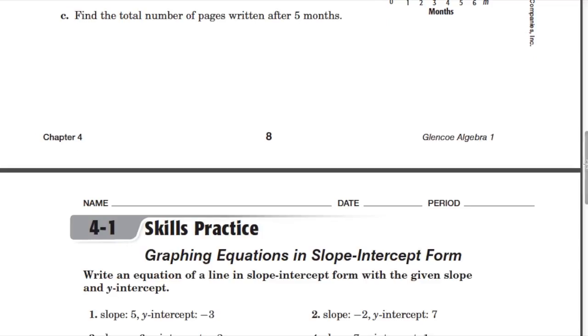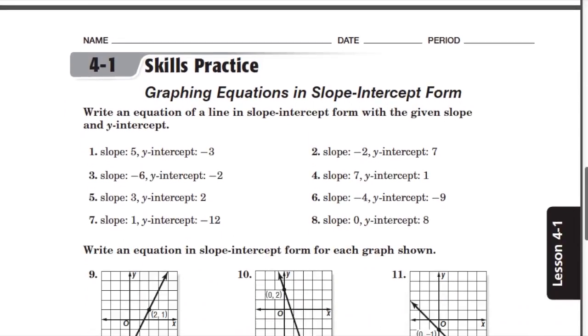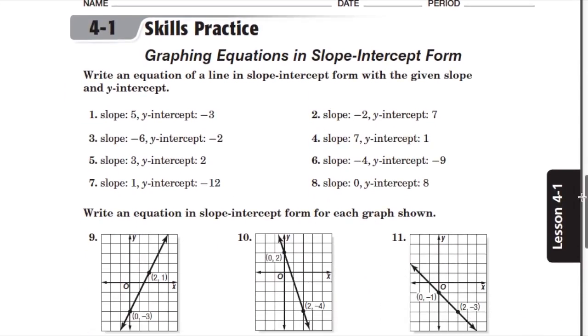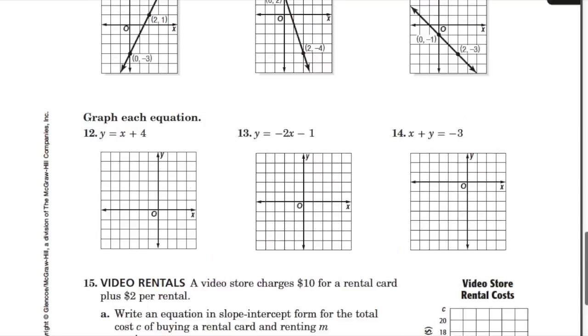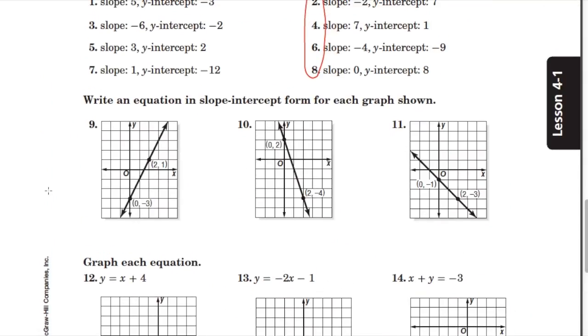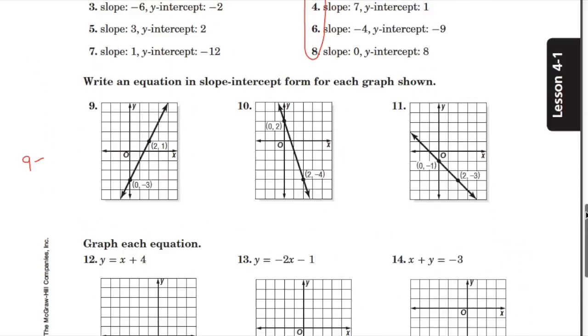When I look at skills practice 4.1, we have the same types of problems where you're writing an equation in slope-intercept form. So you should be able to do 2, 4, 6, and 8 on that skills practice. And then same thing, 9, 10, and 11, 12, 13, 14. I'd actually like you to do the rest of those because you can't ever get enough practice graphing. So please do 2 through 8 evens and then 9 through 15 all.